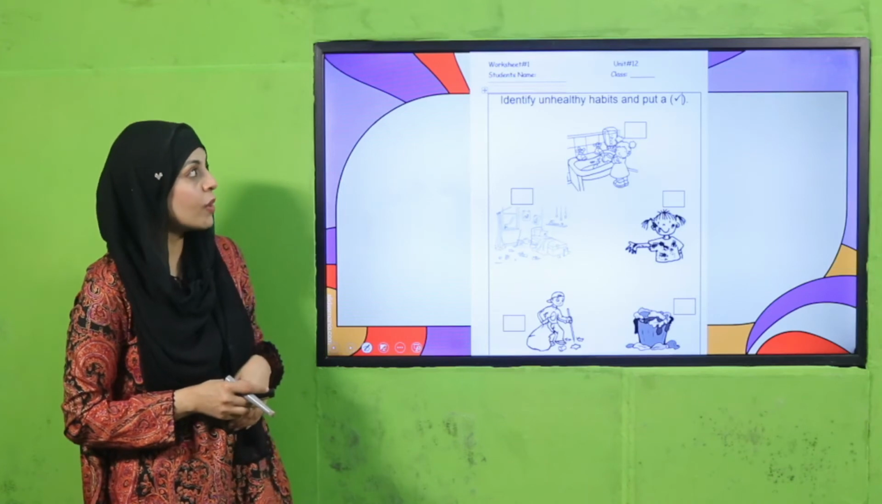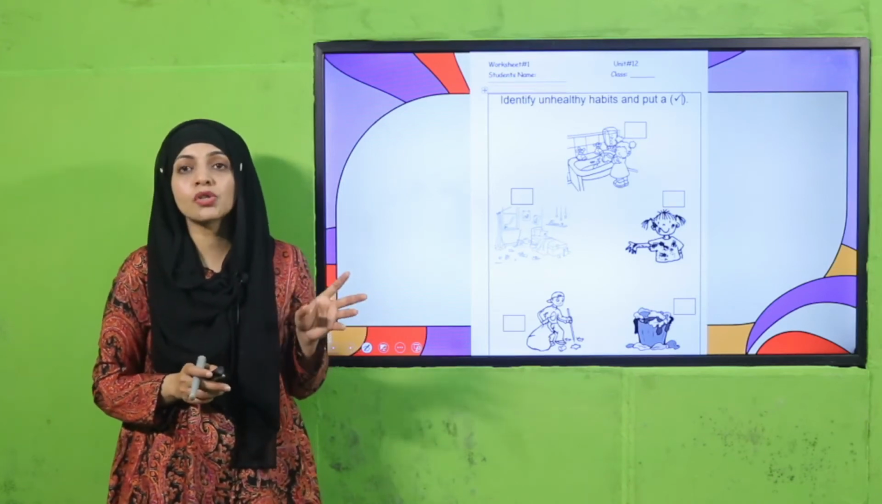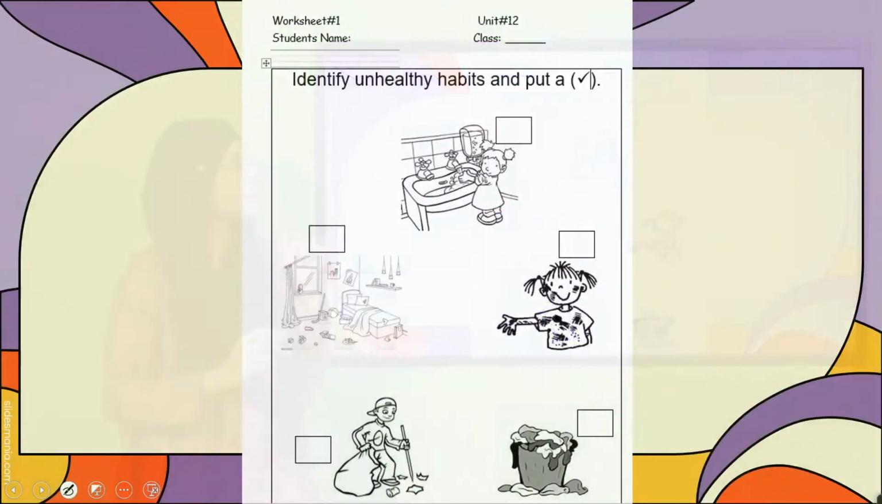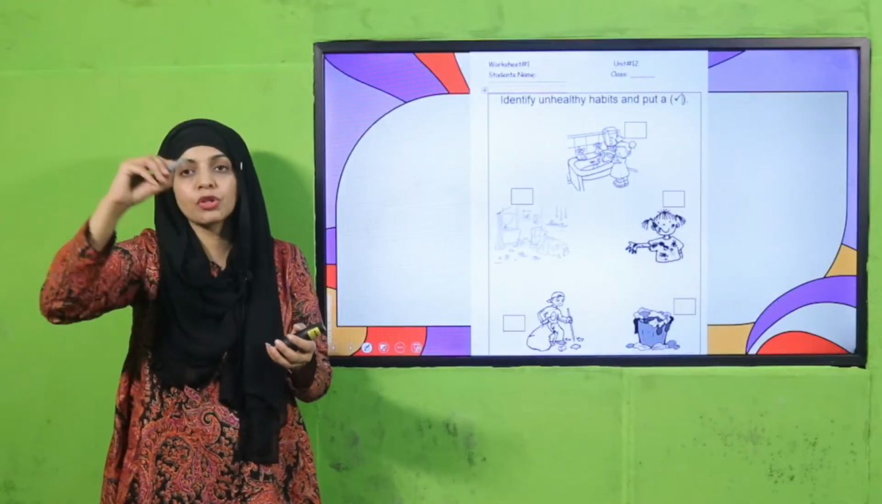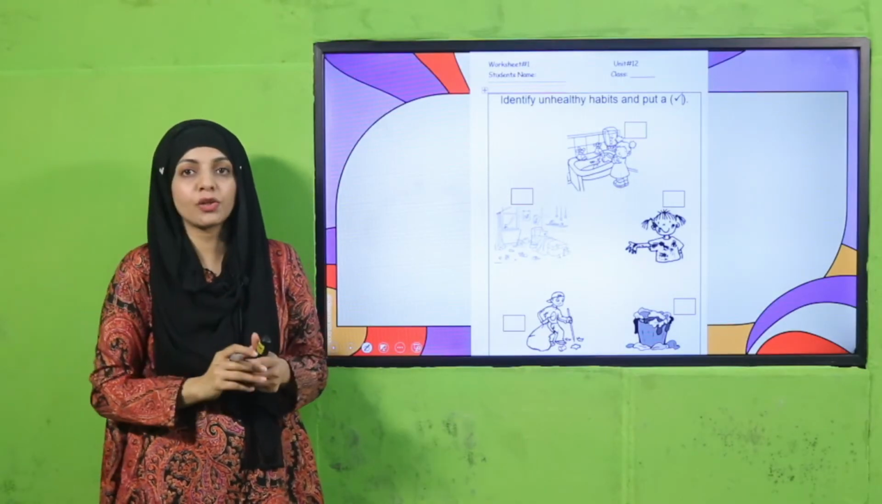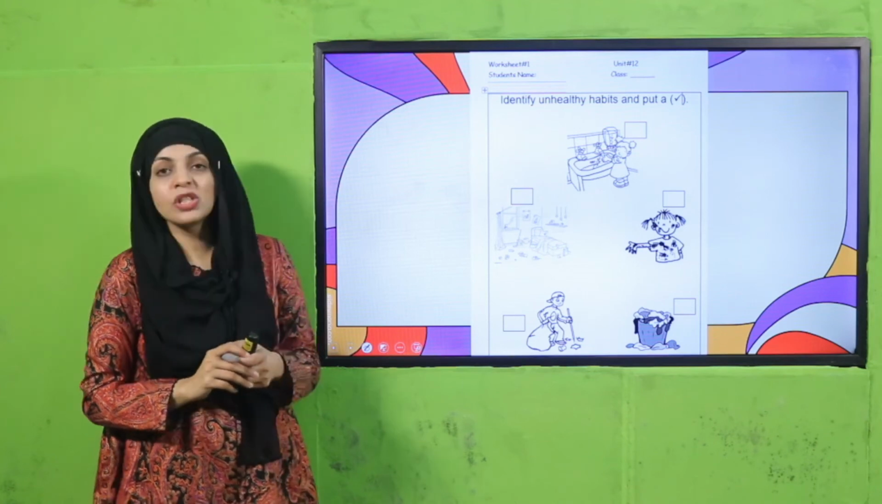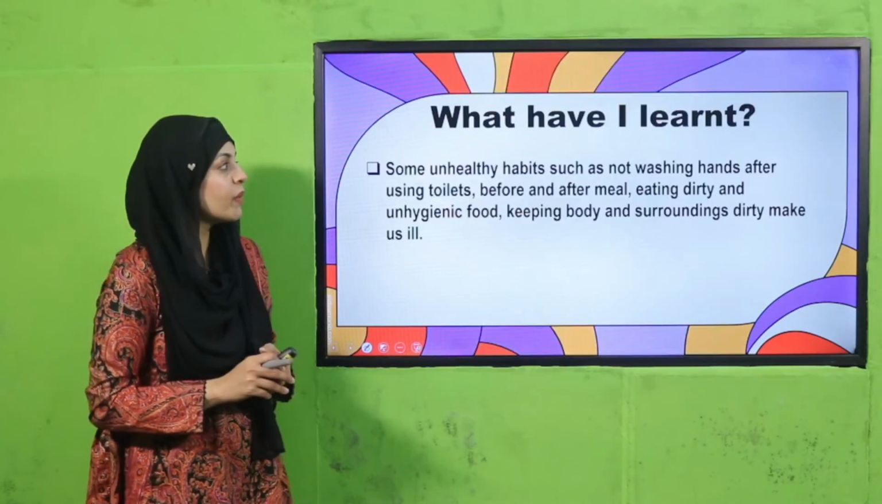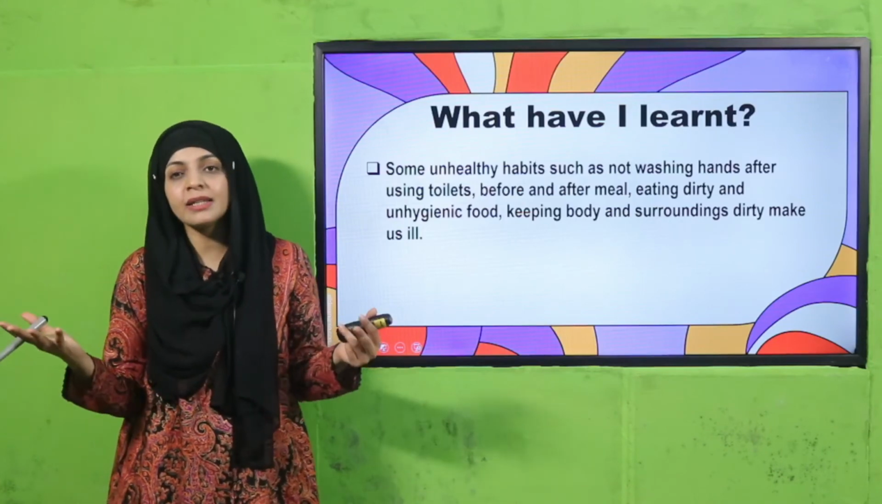So now we will move forward. You can simply download this worksheet from the description box below this video. Worksheet number 1, you will write down your name and your class. Identify unhealthy habits and put a tick. आपको यहाँ पे कुछ different habits और कुछ चीज़ें नज़र आ रही हैं pictures के अंदर. जो भी unhealthy habits हैं, you have to put a tick in the box in front of it, okay? So you will do it by yourself. It's very easy.